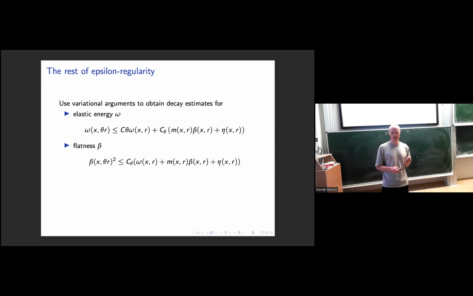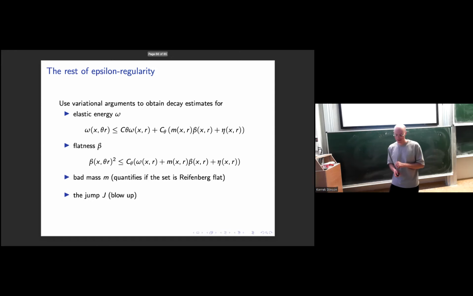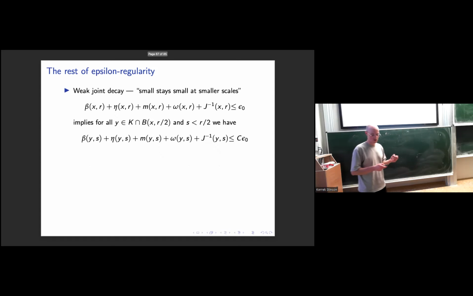Now, what is this error term? It's composed in part of the bad mass. And the bad mass is a sort of nebulous quantity that captures at what scale your crack starts having fine oscillations. And this is about as far as I'm going to go into it there. It's capturing the way in which the crack set fails to be Reifenberg flat. We also need to show that the jump inverse goes to 0, or that the jump blows up. We can put these things all together to get a weak joint decay estimate.